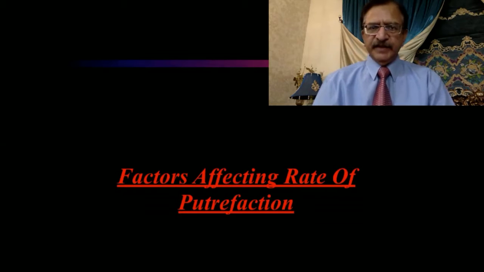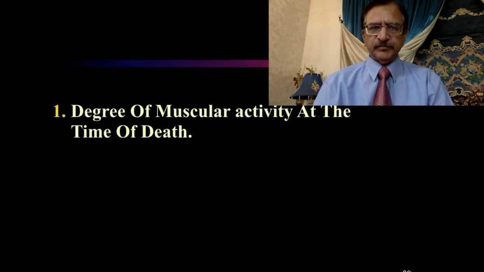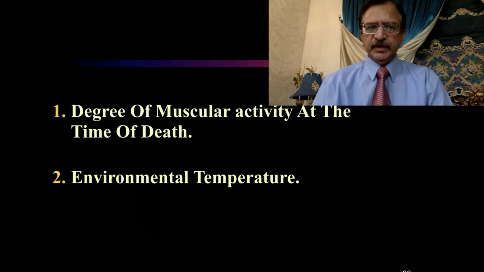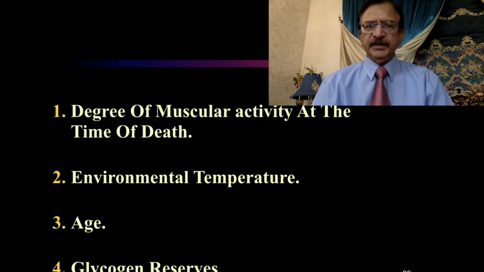So factors which affect the development of rigor mortis. The one factor which is most important is the degree of muscular activity at the time of death. Then the environmental temperature, age, and the glycogen reserves within the muscles. So these are the most important factors which are responsible for the development of rigor mortis after death.